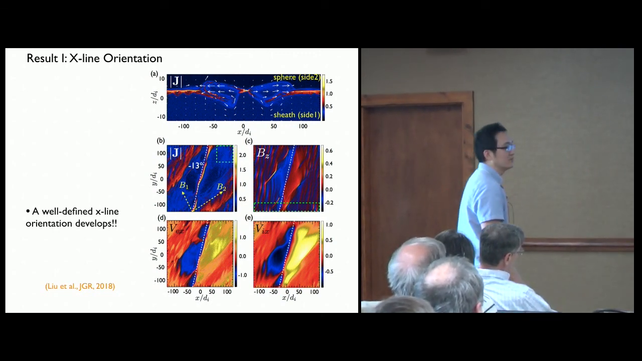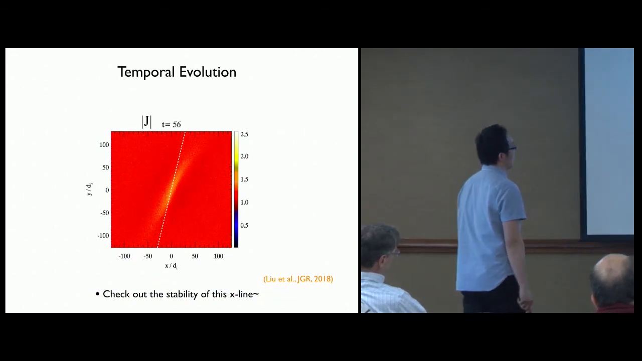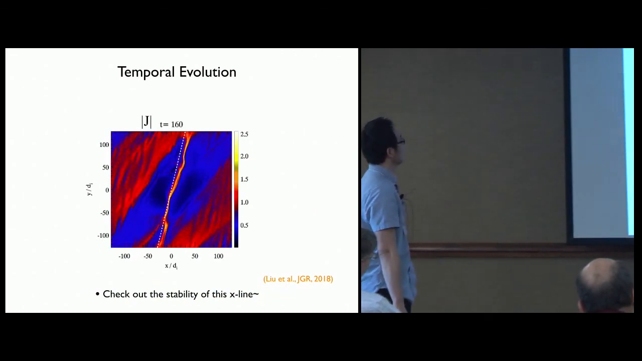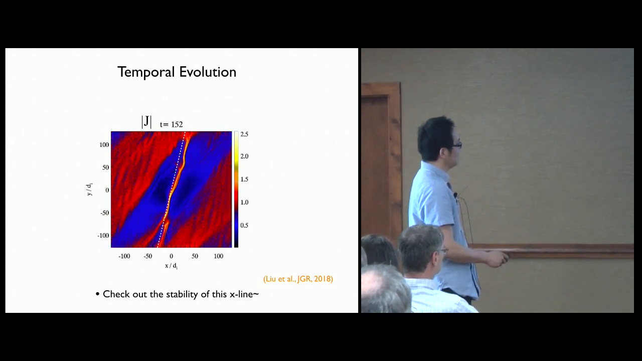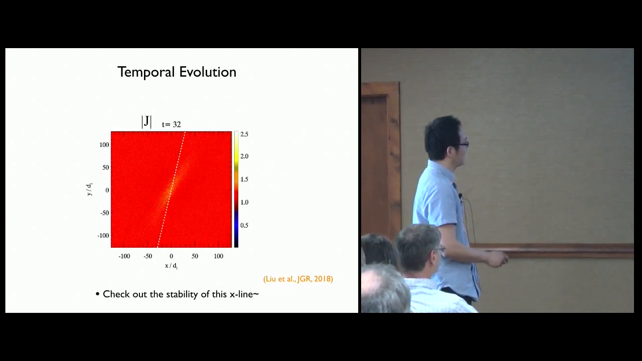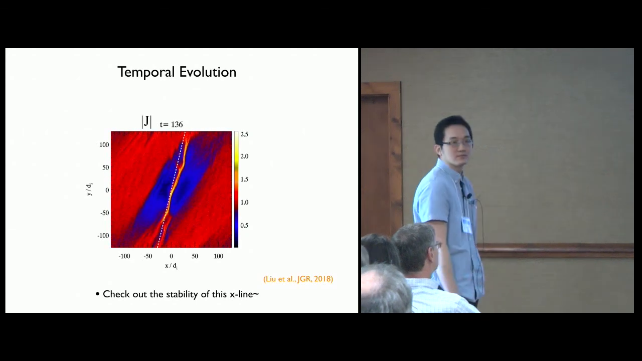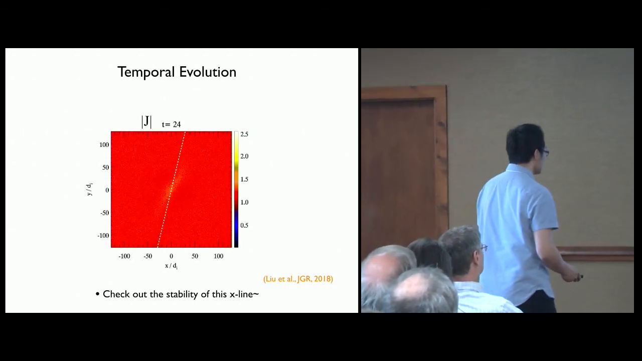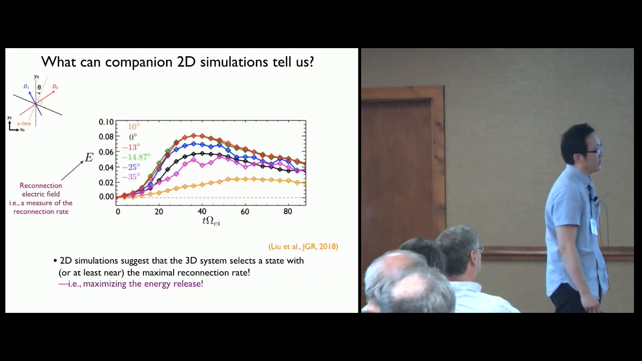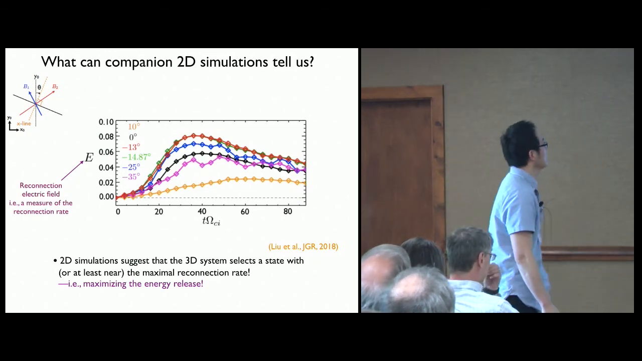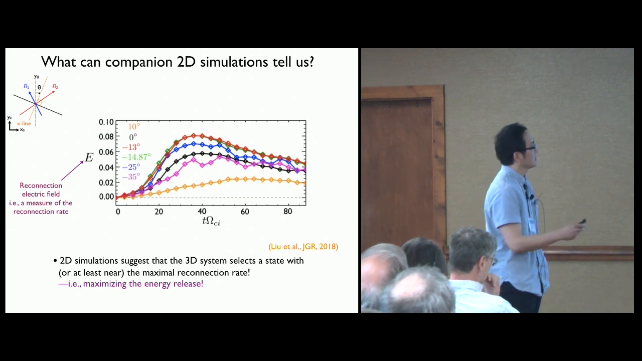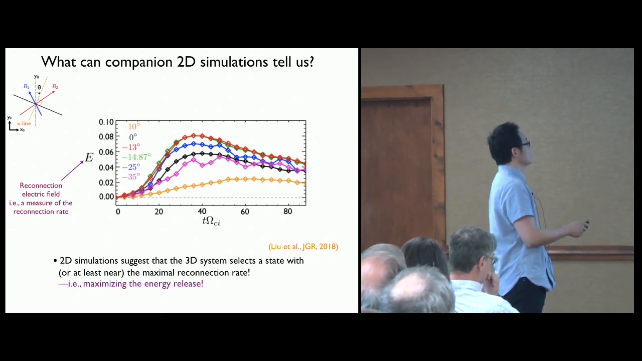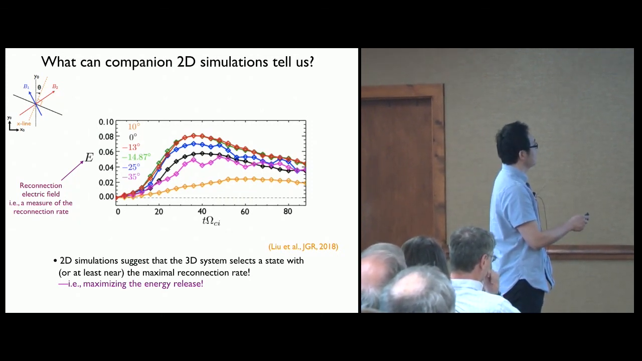Then what can we learn from this? Before I go into 2D, here's the time evolution of what I just showed. Initially it's in the center, then it propagates outward and forms the X line. We can do 2D as well, and the 2D actually tells us a lot. We already know that in 3D it's minus 13 degrees. Then let's do 2D simulations at different oblique planes, at different angles.